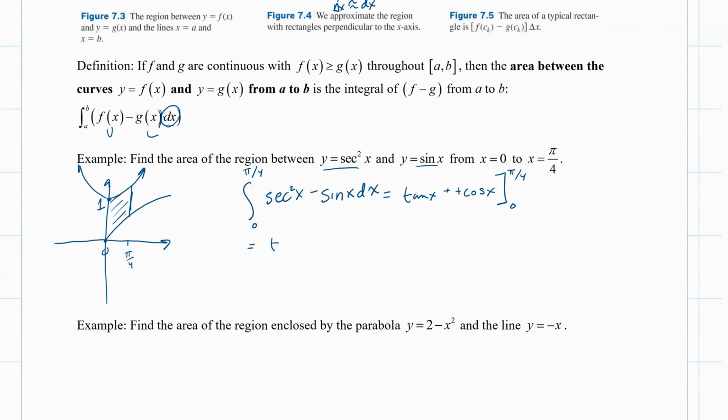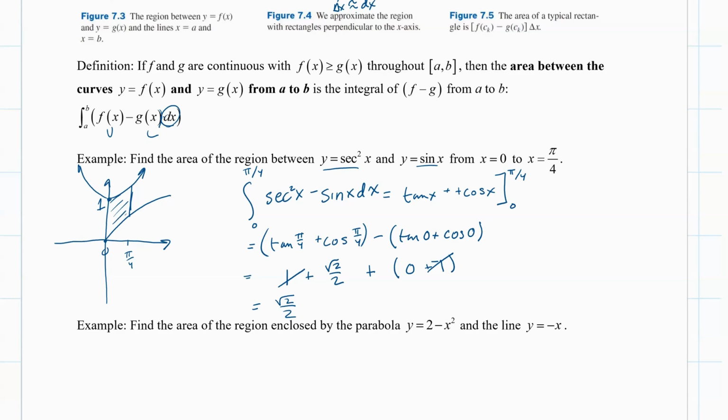That's going to be tangent of pi over 4 plus the cosine of pi over 4 minus tangent of 0 plus the cosine of 0. And let's see what we get there. Tangent of pi over 4 is 1. Cosine of pi over 4 is root 2 over 2, minus tangent of 0 is 0, cosine of 0 is 1. If I distribute that through, I've got a positive 1, I've got a negative 1. Those two cancel out. It looks like this region's area is root 2 over 2.